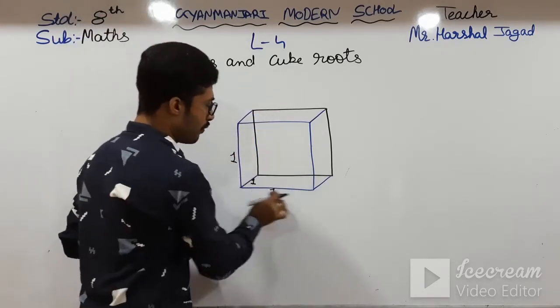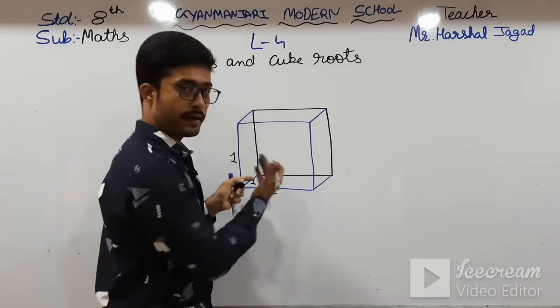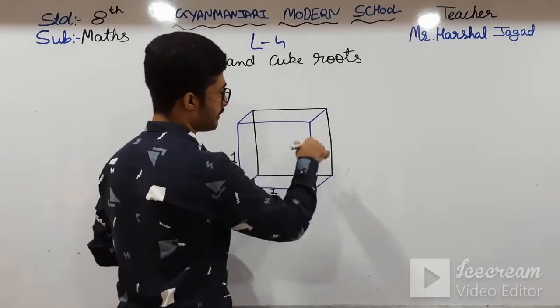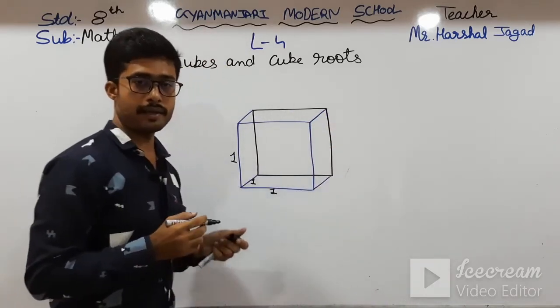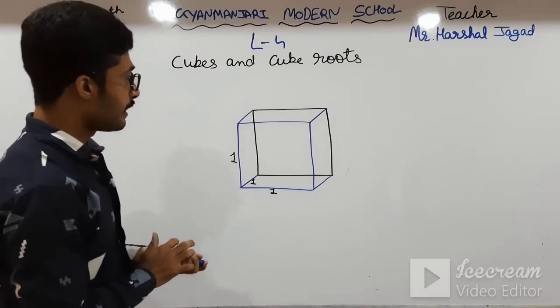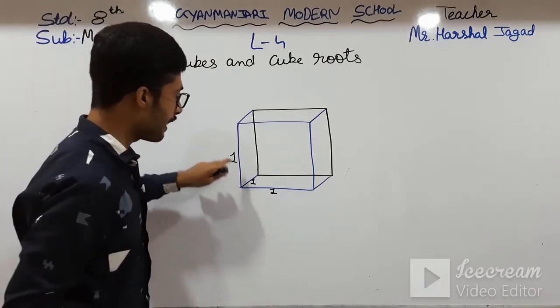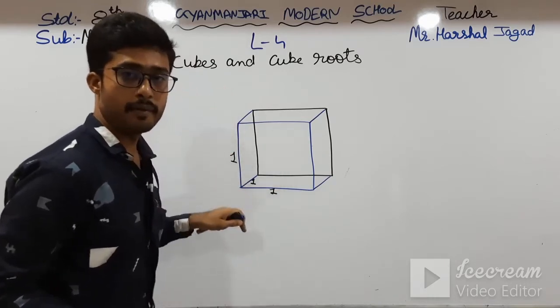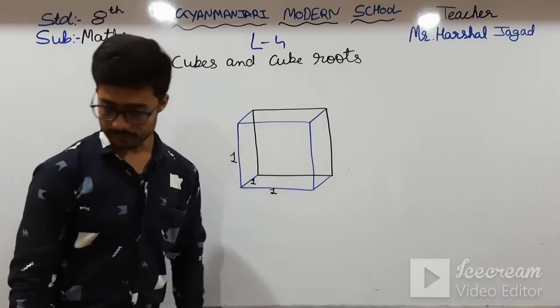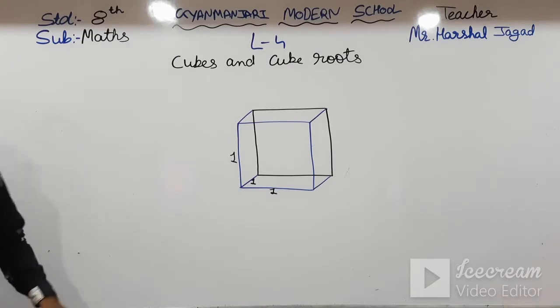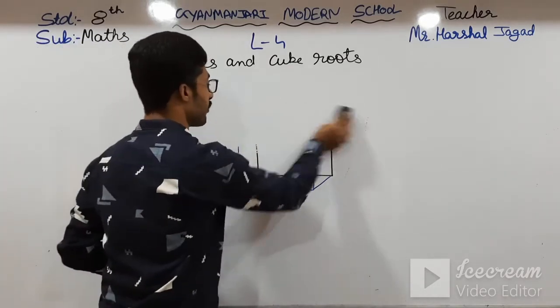This blue marker is the front side and the black marker is the back side. Okay, students, this is the 3D figure of the cube where the length, breadth and height are the same. Okay, students, here we start with example number 1.